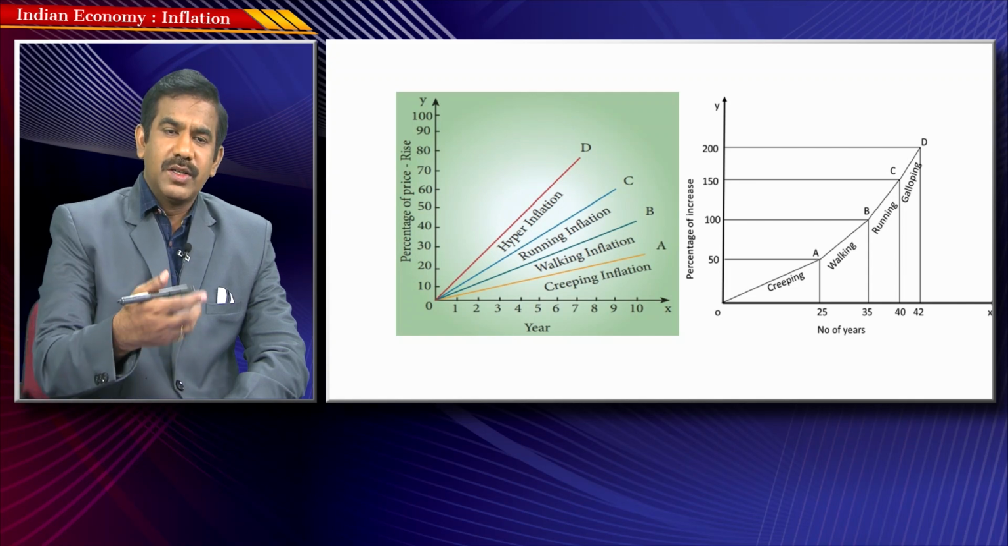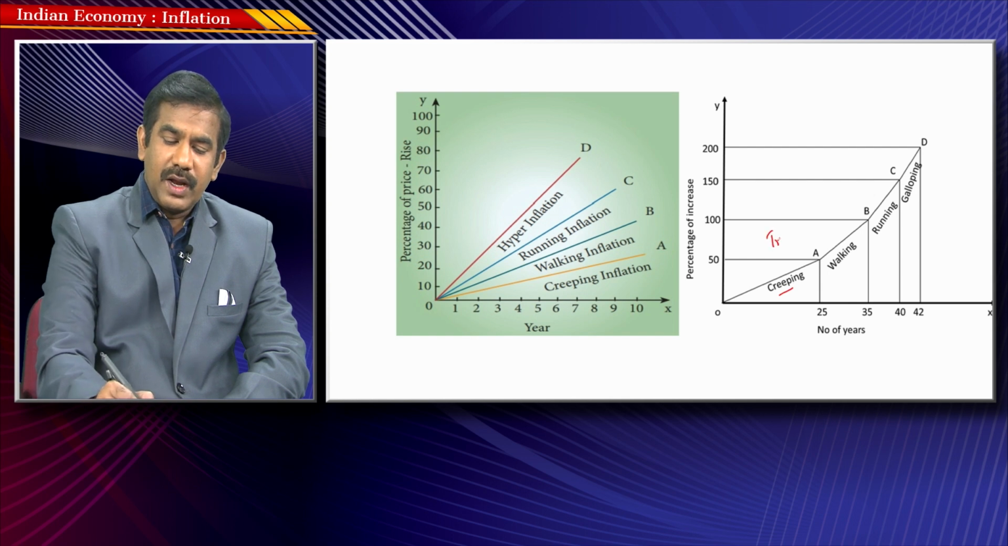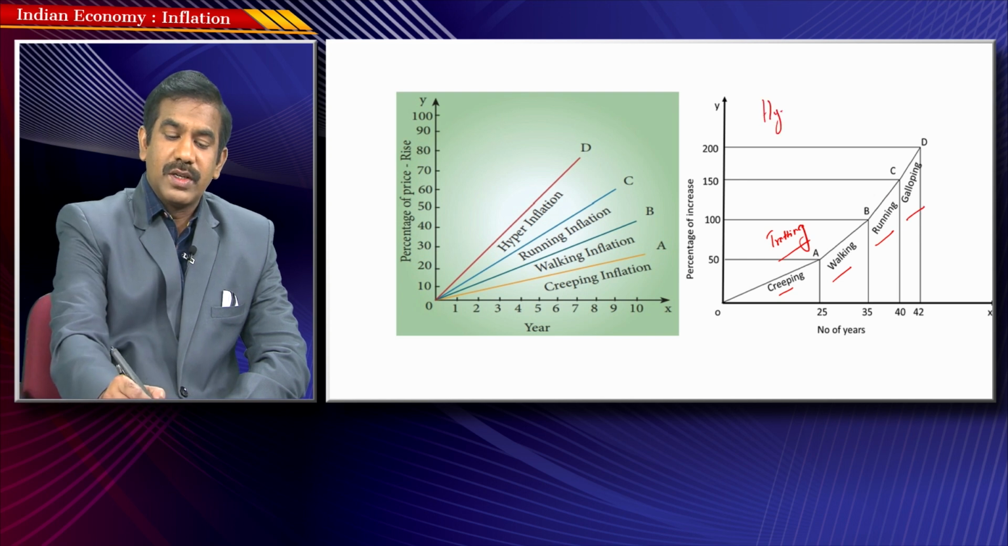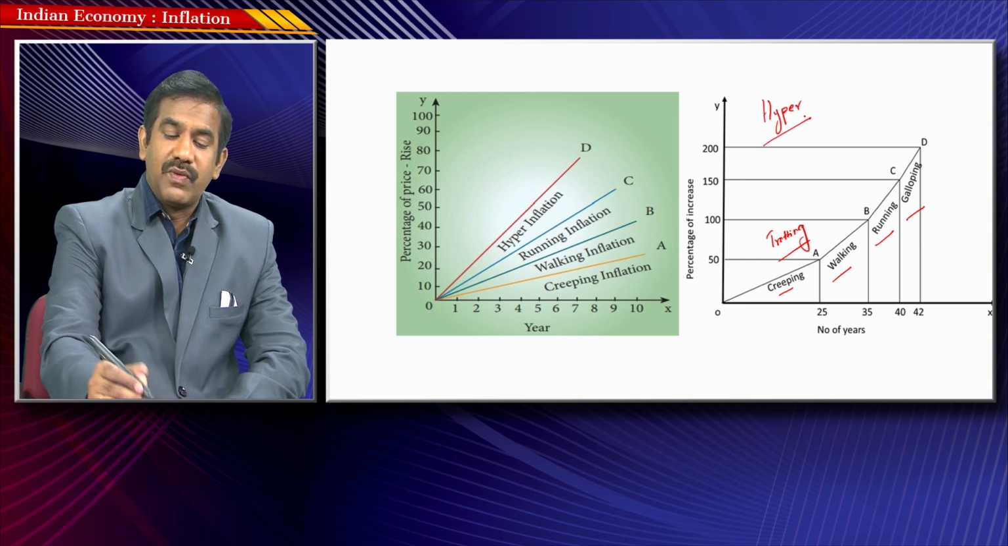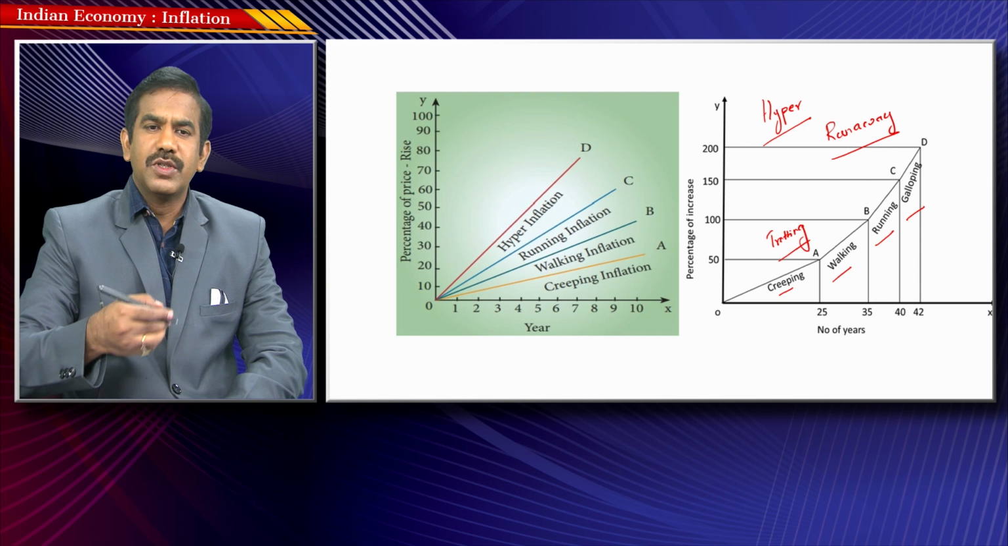Now let's look at the other terms related to inflation. Here I have different terms like creeping inflation, trotting, walking, running, galloping, and other types of inflation like hyperinflation and runaway inflation. In all the cases, I just want to convey the fact that the economy is experiencing inflation. Why do people use these terms called creeping, trotting, galloping, hyper, runaway? It is to let you understand the rate at which the inflation is rising.